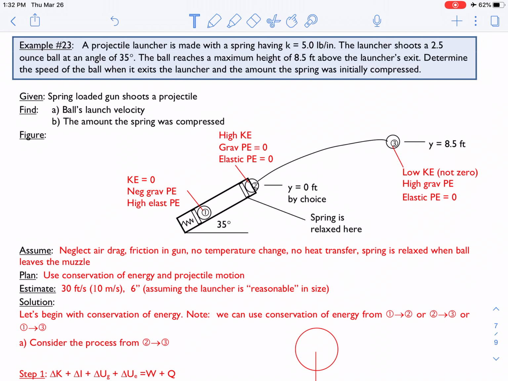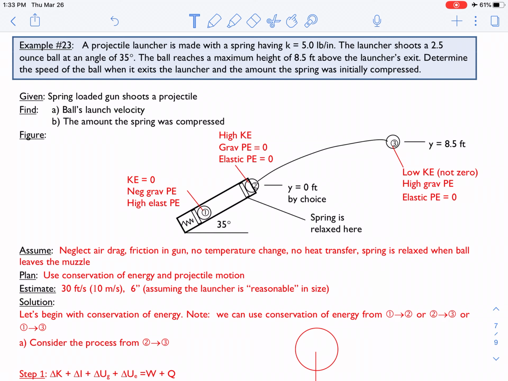Okay, the last thing we are going to do is this example number 23 for Friday's class. It's a projectile launcher, as we used in class. It's made with a spring having spring constant K of 5 pounds per inch. The launcher shoots a 2.5 ounce ball at an angle of 35 degrees. The ball reaches a maximum height of 8.5 feet above the launcher's exit.